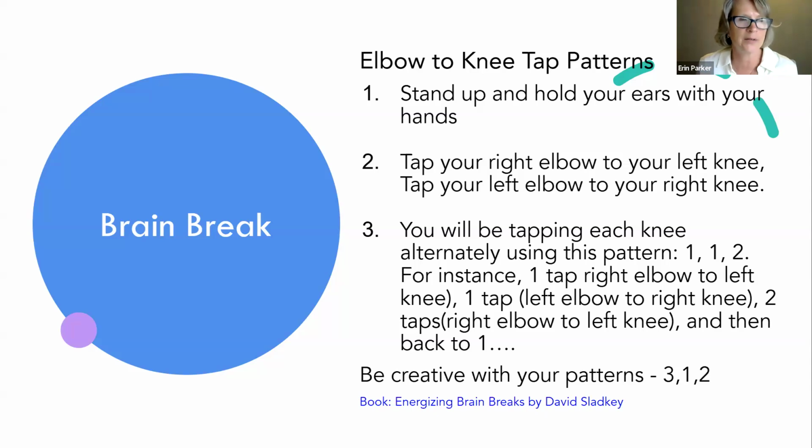A lot of these brain breaks are about taking the two sides of our brains and making connections. And so a lot of these brain breaks help us do that by using the different sides of our body and crossing. So then you'll be tapping each knee alternately. So you use a pattern like a 1, 1, 2.